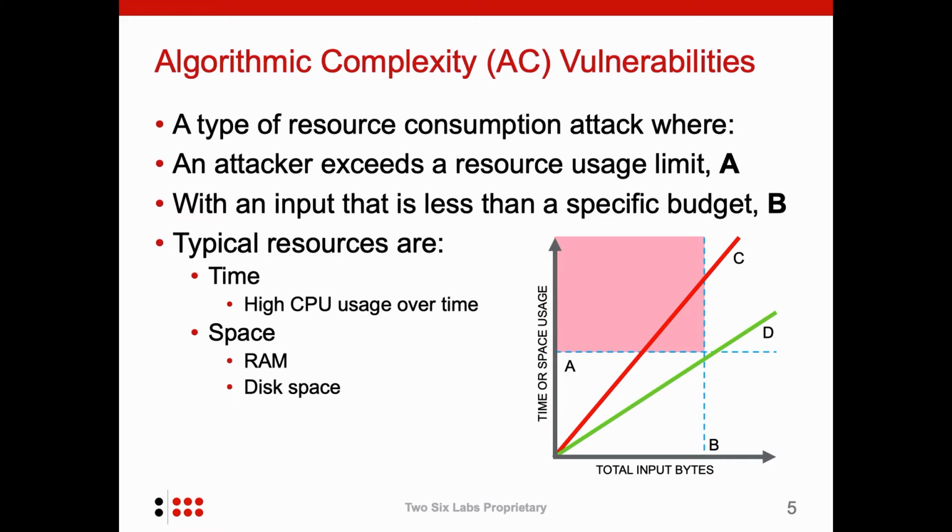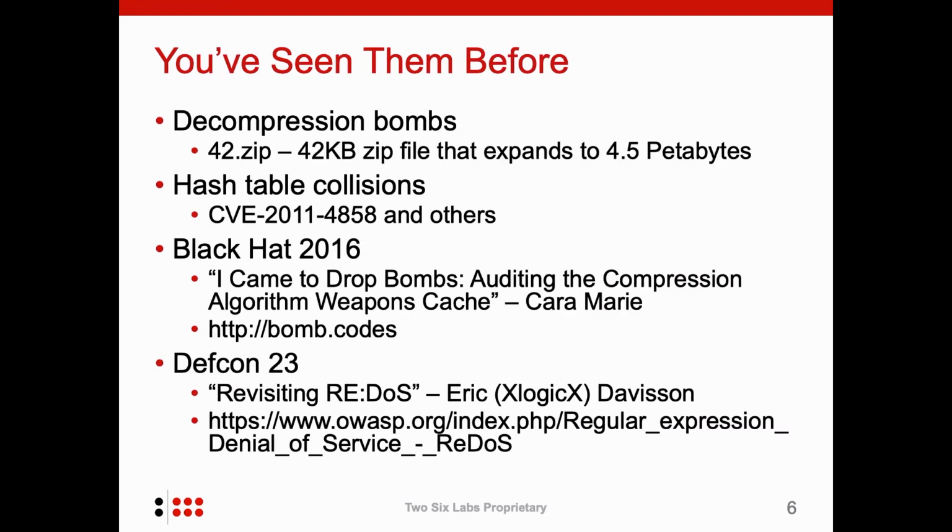Now, in the real world, we don't have these hard and fast limits. What we say is, in terms of time, that the CPU will be spun to 100% utilization for, let's say, 3 minutes, and we'll call that a successful attack. Alternatively, the space types of vulnerabilities are either in RAM, so we chew up large amounts of RAM, or large amounts of disk space. You've seen these types of things before, you just might not have known what they were called.